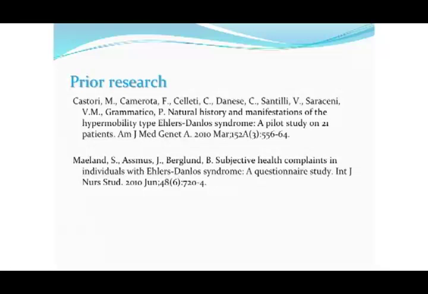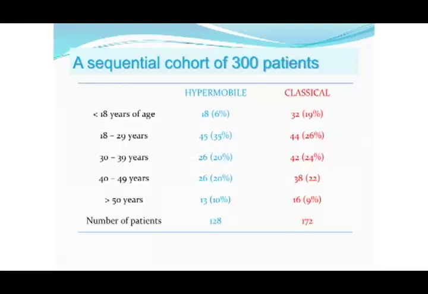At that time, there were 2 articles in the literature. Since then, there have been a few more. Our sequential cohort included 18 patients with hypermobility who were less than 18 years of age, and 32 patients with the classical type.